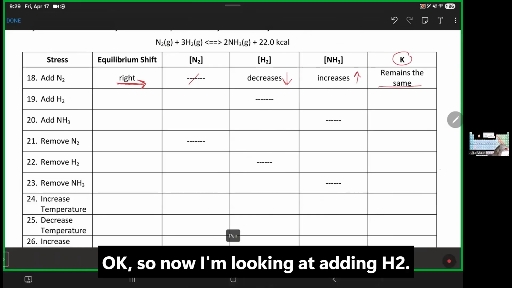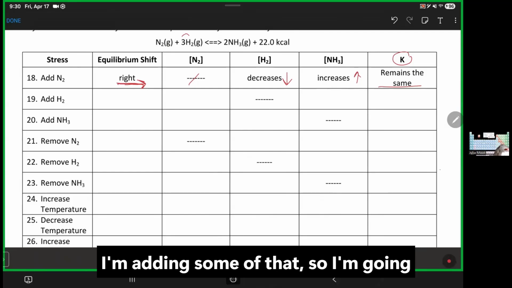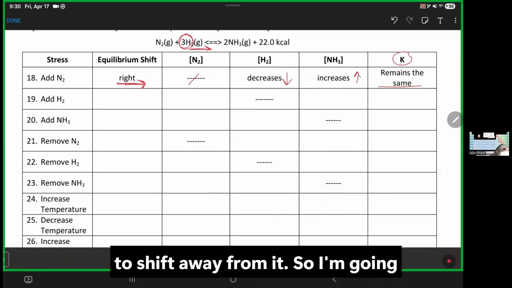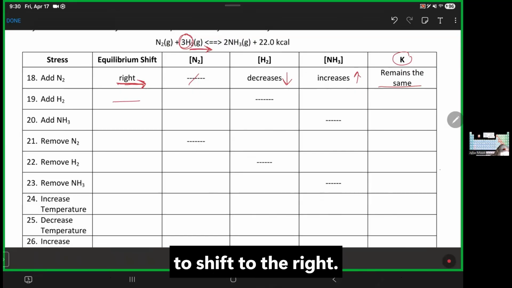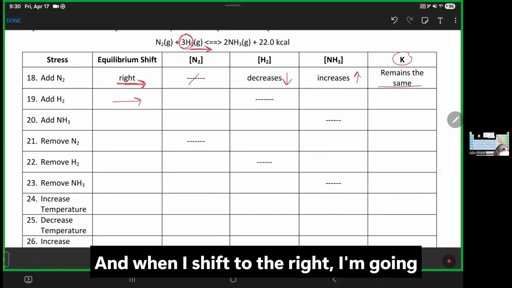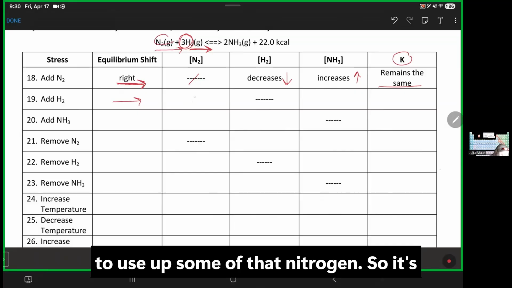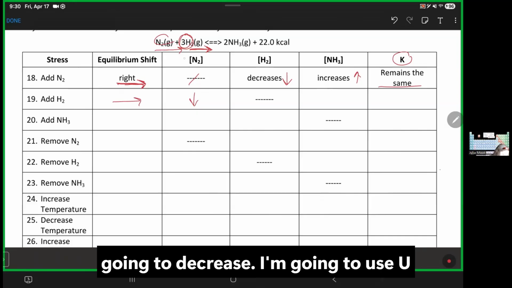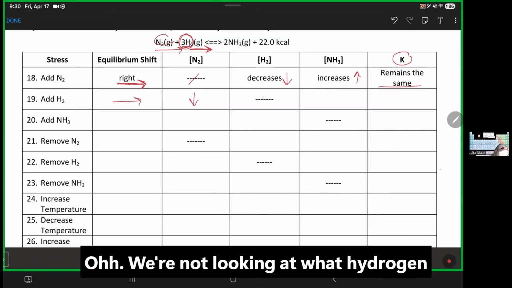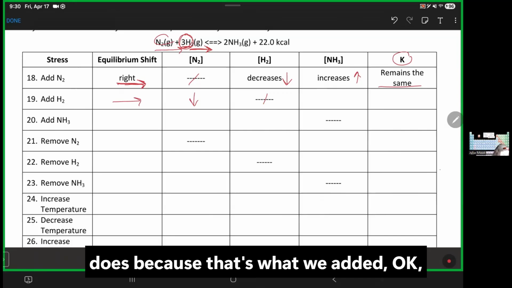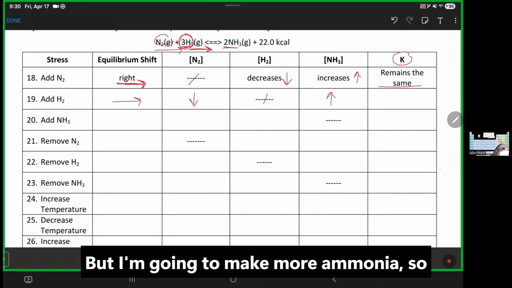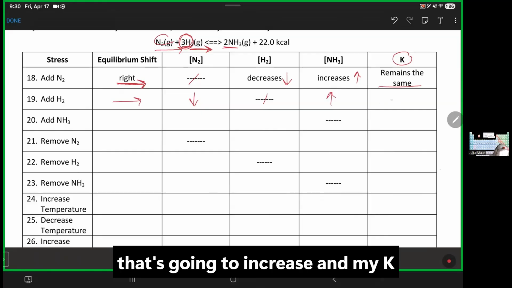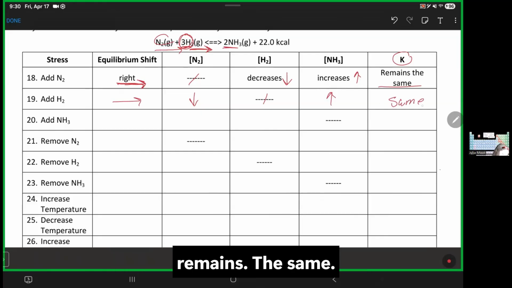Okay, so now I'm looking at adding H2. I'm adding some of that, so I'm going to shift away from it. So I'm going to shift to the right. And when I shift to the right, I'm going to use up some of that nitrogen, so it's going to decrease. We're not looking at what hydrogen does because that's what we added. But I'm going to make more ammonia, so that's going to increase, and my K remains the same.